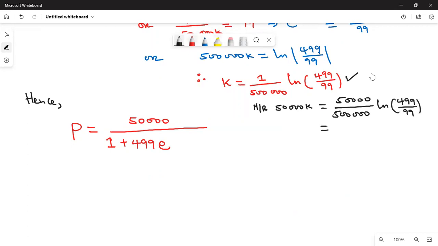So let's simplify. These are how many zeros? There are four and another four. So that's simply 1 over 10. So that's 1 over 10 times log 499 over 99. So that's what we have as the value of 50,000 times K. So remember, it was negative 50,000 times Kt. So I substitute that there. This will give us negative 1 over 10 times log 499 over 99, multiplying t.